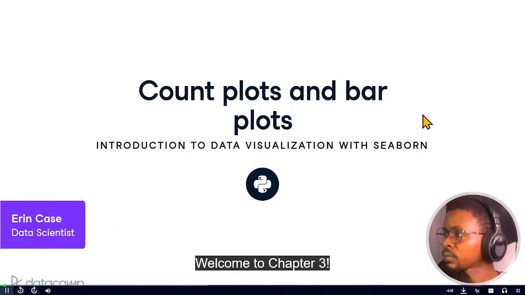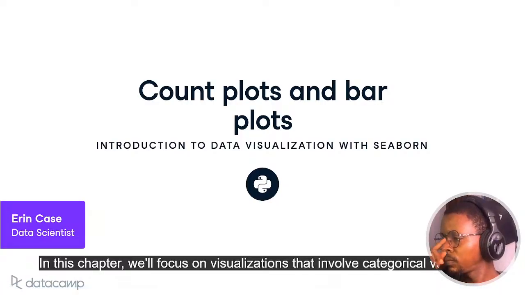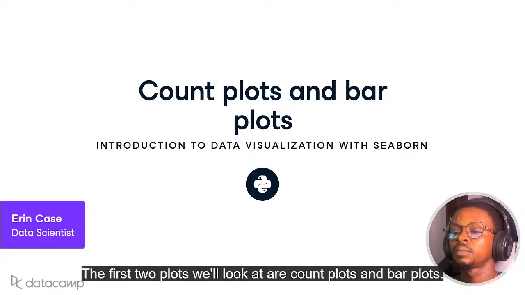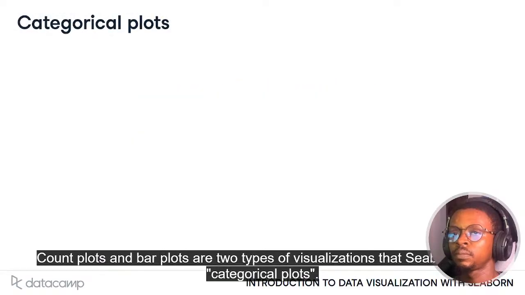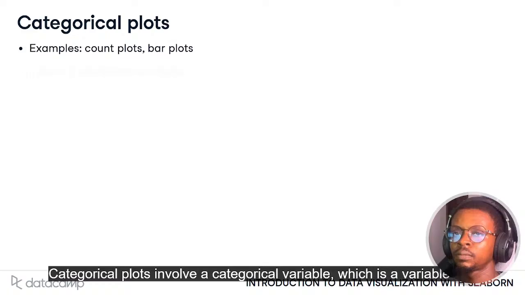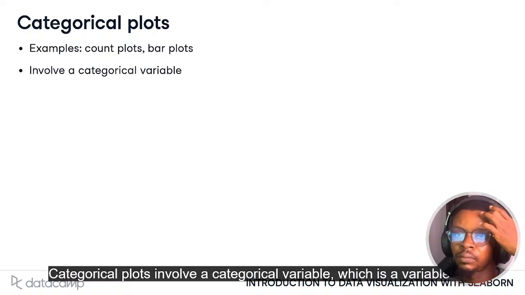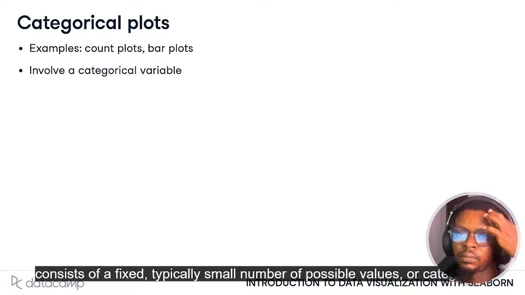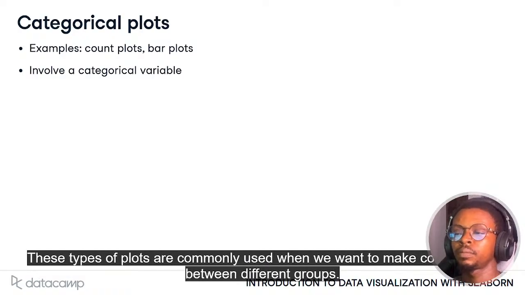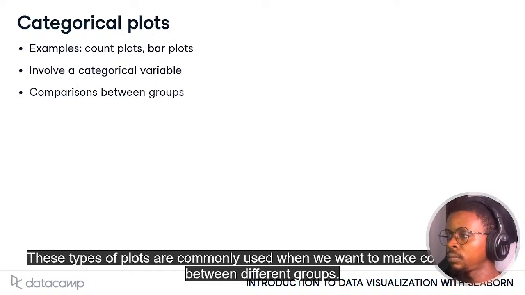Welcome to Chapter 3. In this chapter, we'll focus on visualizations that involve categorical variables. The first two plots we'll look at are count plots and bar plots. Count plots and bar plots are two types of visualizations that Seaborn calls categorical plots. Categorical plots involve a categorical variable, which is a variable that consists of a fixed, typically small number of possible values or categories. These types of plots are commonly used when we want to make comparisons between different groups.